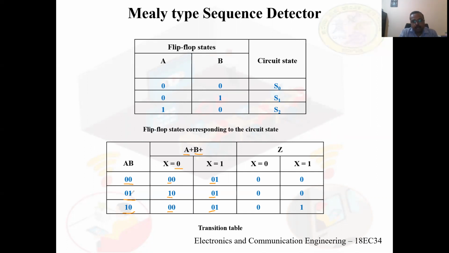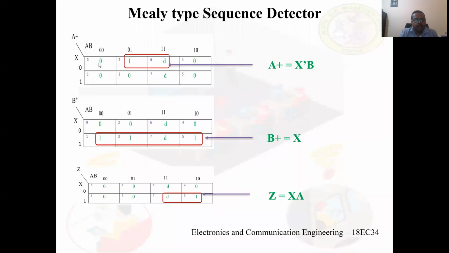Similarly, when x is 1, when A and B are 0, 0, it is 0. And when x is 1 and AB is 0, 1, it is 1. And when x is 1, AB is 1, 0, it is equal to 0 here. And for 1, 1, you write it as D. So now what we have is 0, 0, 1, 0, D and D. This is 0 and 0.